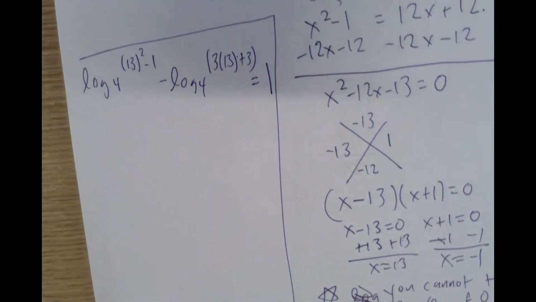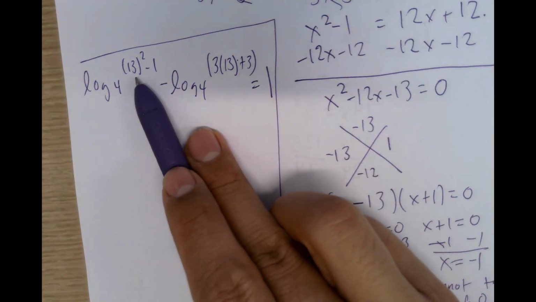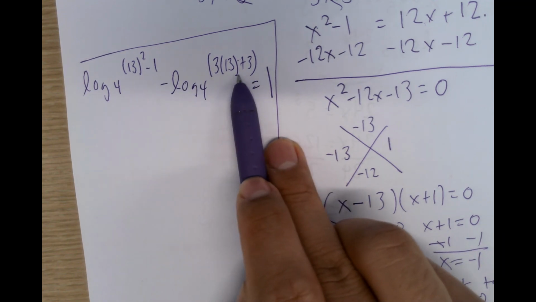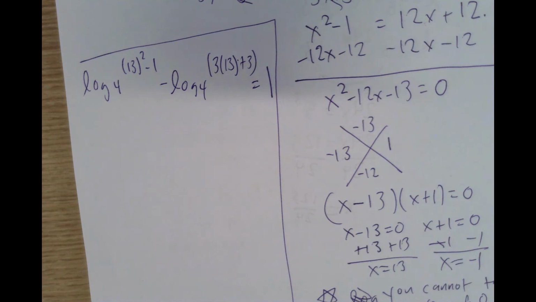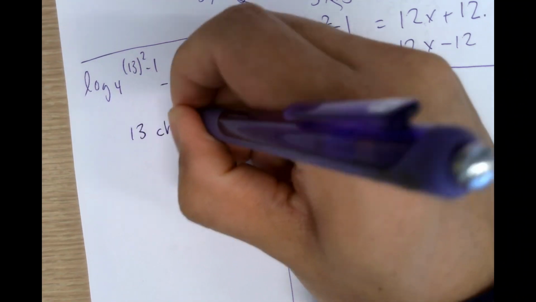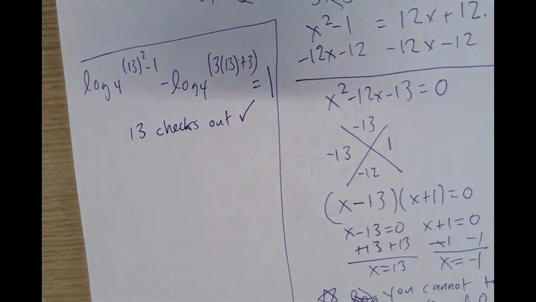So if I plug this back into my original equation, you can see here that, okay, if I look at the logs, well, this is going to be a really big positive number. This is also going to be a really big positive number. Am I going to take a log of a negative or 0? No. So I would say, okay, 13 checks out, right? 13 checks out. That's good.